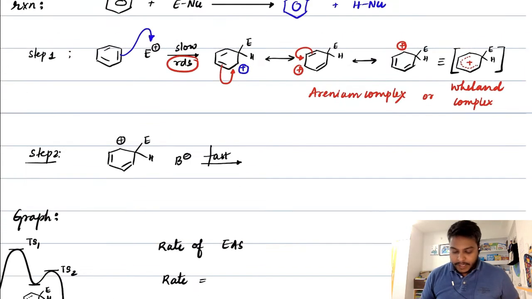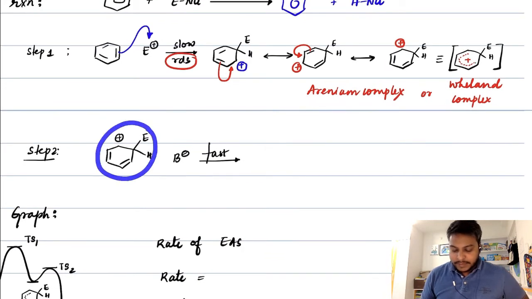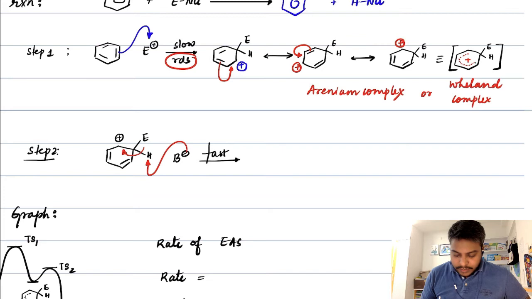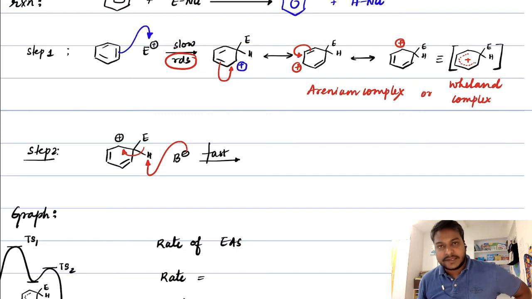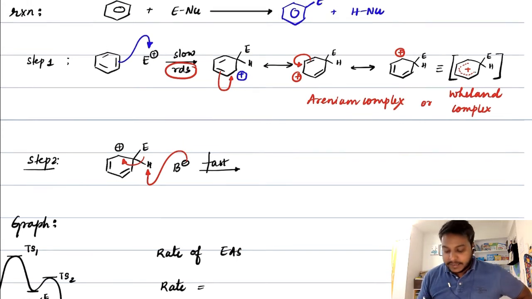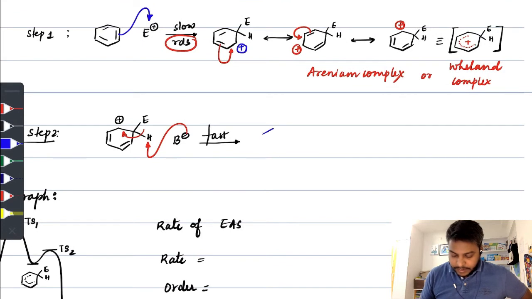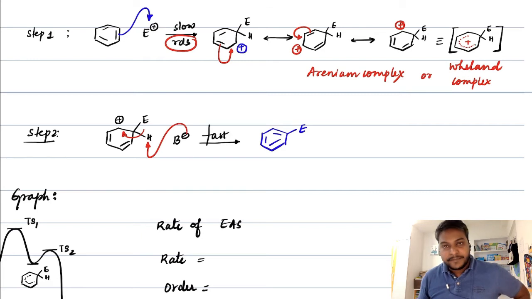Okay. Second step, that is the first step. The second step is, once you get this Wheland complex, you can see from one of the resonating structures that the base present can extract the proton, and as soon as it extracts the proton, the negative charge comes on carbon, which will try to retain its aromaticity. And since it is retaining its aromaticity, this step is going to happen faster. So the product that is going to form here will be benzene with this electrophile getting substituted. I hope that is clear to everyone.